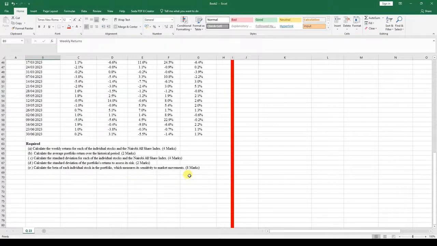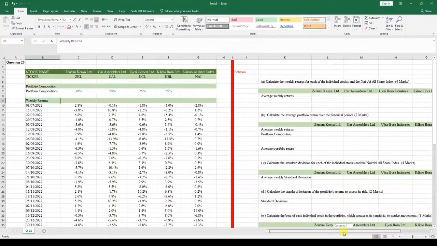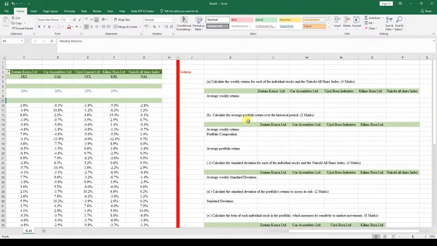And you can see these are 20 marks. This is a 20 marks question. So the way I've decided to arrange the information is to arrange it as you can see on the right of your screen over here, to calculate the weekly returns for each of the individual stocks of the Nairobi All Share Index.